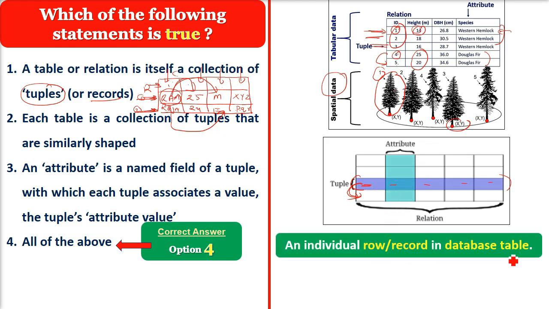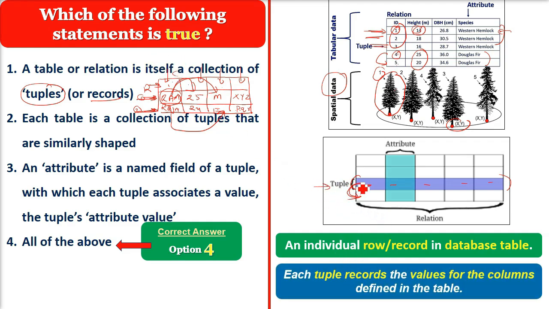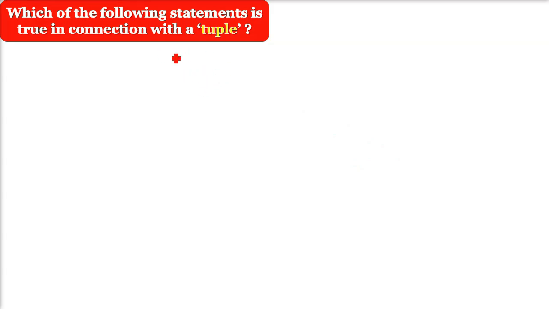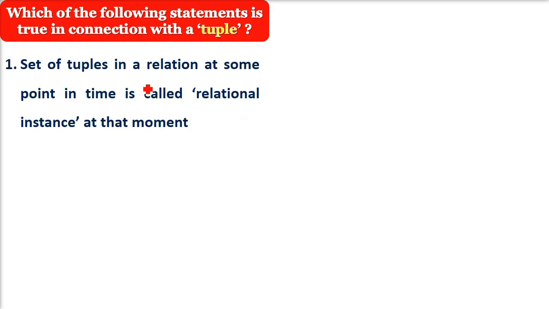So an individual row or record in a database table, each tuple, records the value for the columns defined in the table. Each tuple is just the combination of attributes, and this whole set of attributes in one row is a record about someone, like Ram has a full record. Which of the following statements is true in connection with a tuple? Now here are certain options for you.